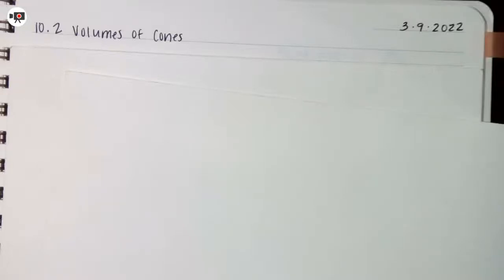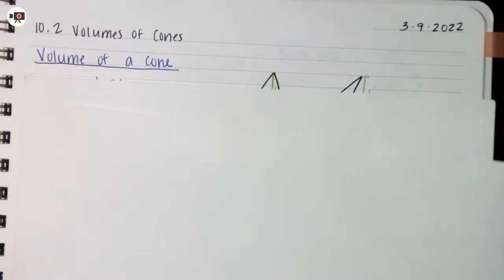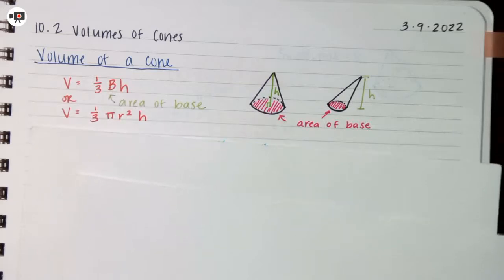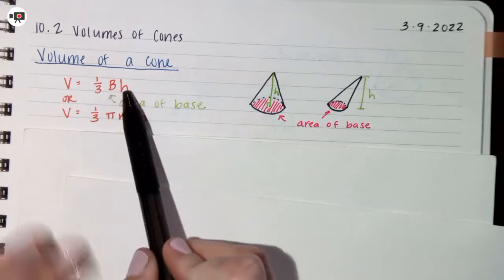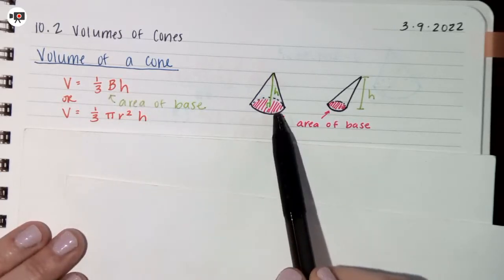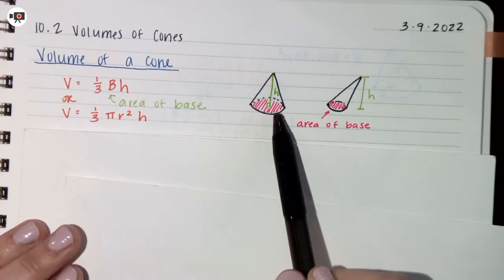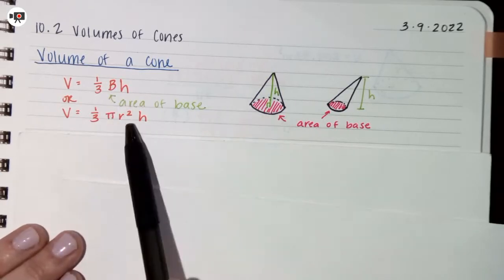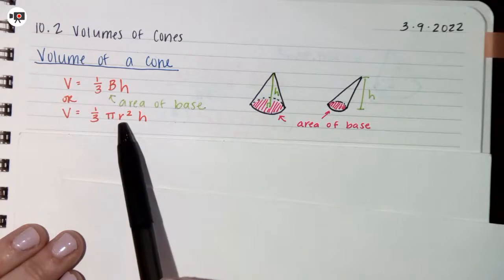This is 10.2, volumes of cones. The volume of a cone can be found by using the formula V equals 1/3 the area of the base times the height. Now we know that on a cone, the area of the base would be finding the area of a circle. So we put in the area of a circle, pi r squared.